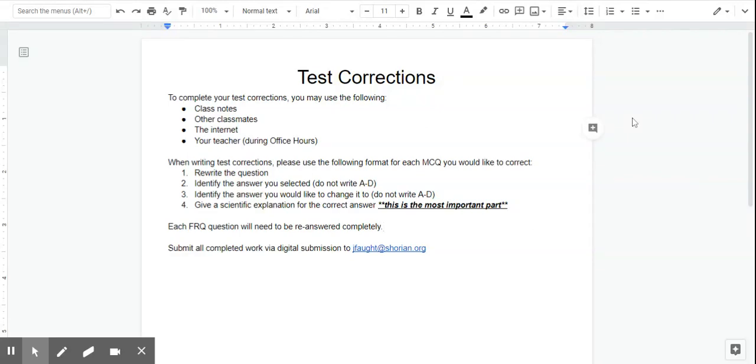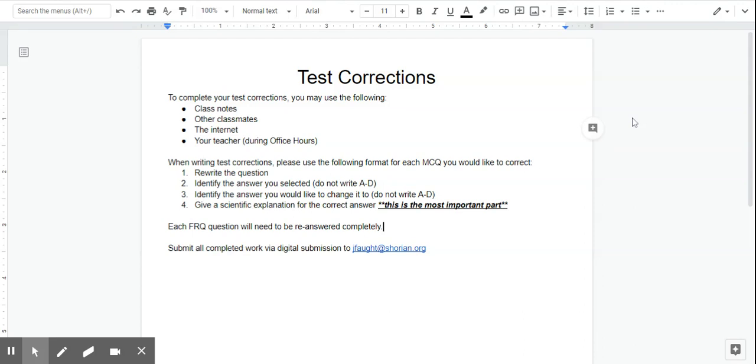Today I'm going to be talking about how I would like you to complete your test corrections. First up, you should have all gotten your multiple choice question portion back, and then I'll be handing back our FRQs as well. Once you get both of these pieces, then you can go ahead and start to dig into the test corrections.